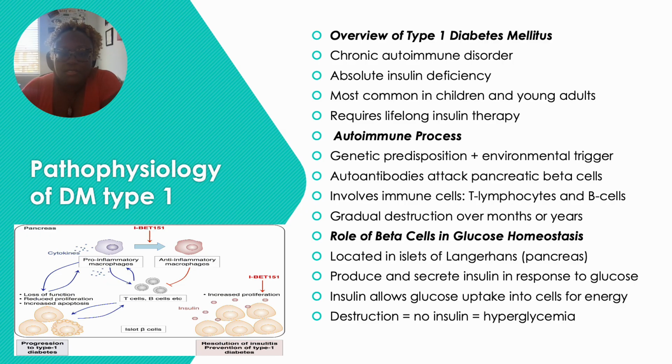The role of the beta cells in glucose homeostasis: located in the islets of Langerhans in the pancreas, they produce and secrete insulin in response to glucose. The role of insulin is to allow glucose uptake into the cells for energy. So when those are destroyed, there's no insulin, and consequently, there is an increase in glucose, or hyperglycemia.